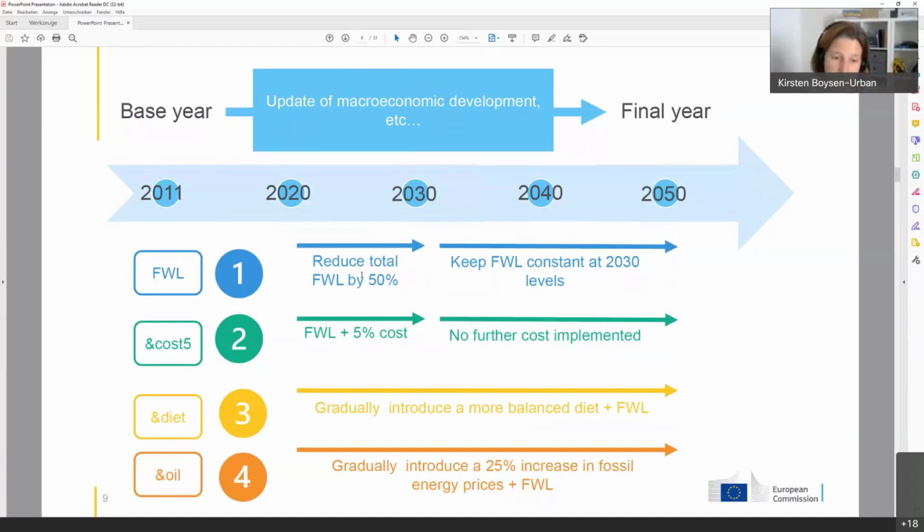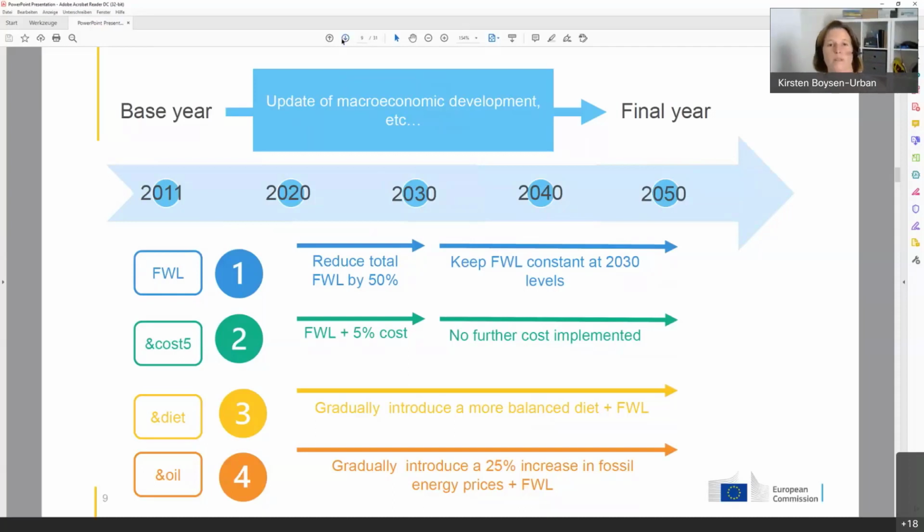Our third scenario deals with dietary change. And here we introduce the feasible reference diet as introduced by the EAT-Lancet study, gradually until the year 2050. And our fourth scenario considers food waste and loss reductions together with an increase in fossil fuel prices. And this is stimulated by a 25% increase in a global tax. To come to some details.